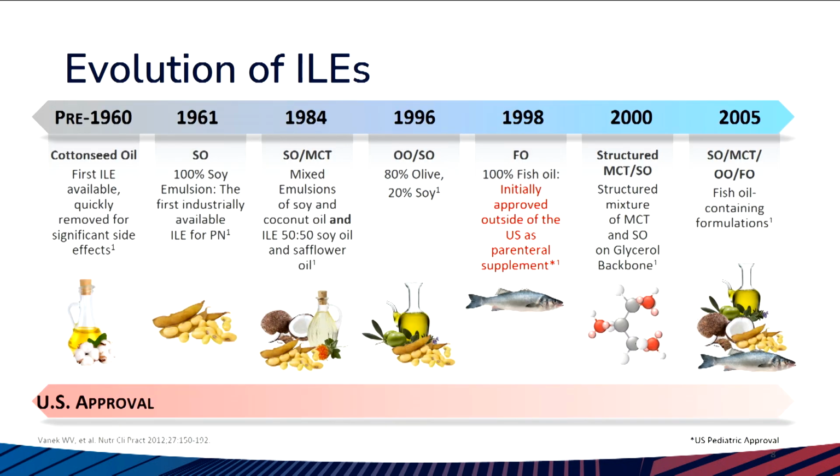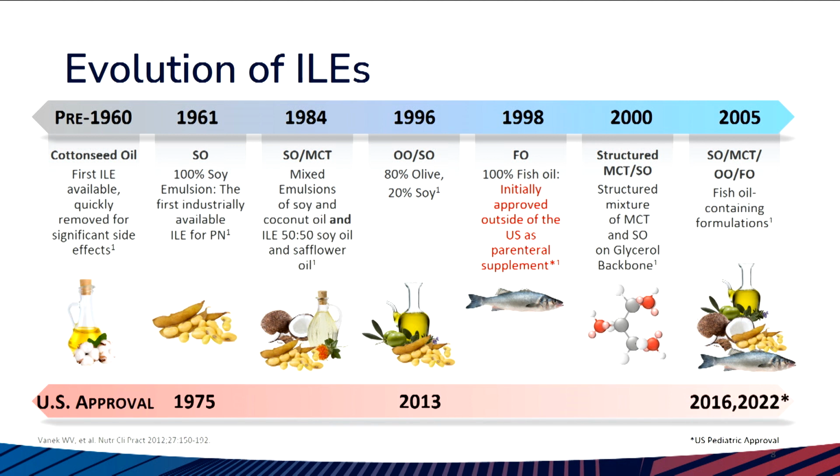So this slide kind of talks about the evolution of ILEs. The dates on the top line are outside of the US, and then the bottom will be US approval. So when we really look at US approval of lipid products, we got in the US 100% soybean oil in 1975. That was all we had for a very, very long time.